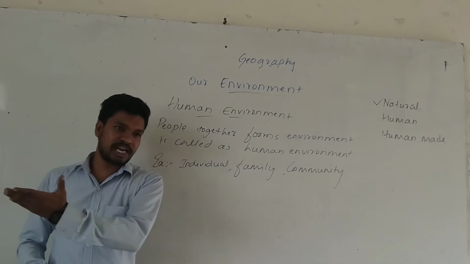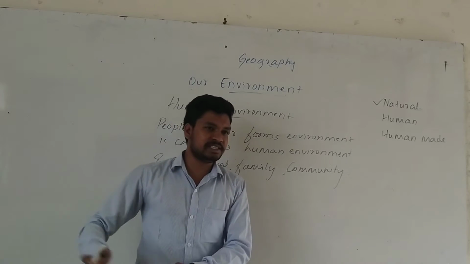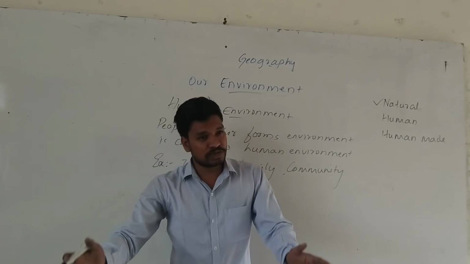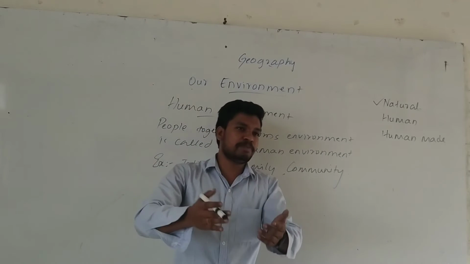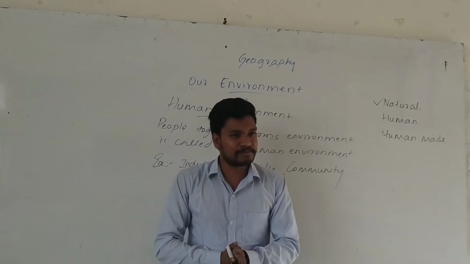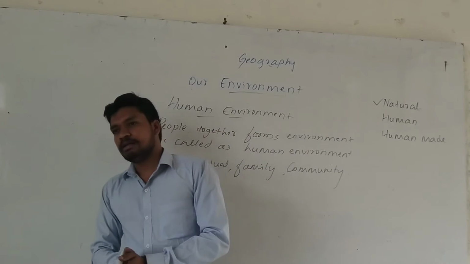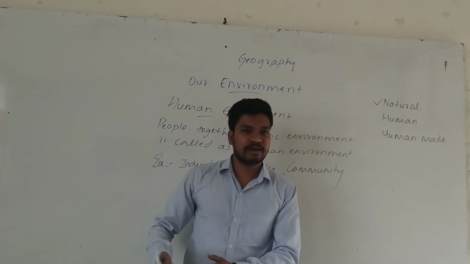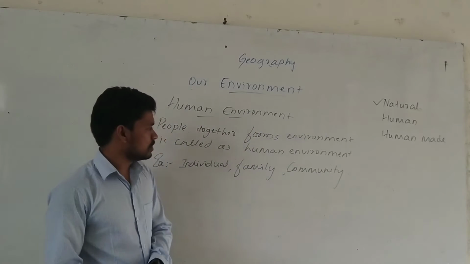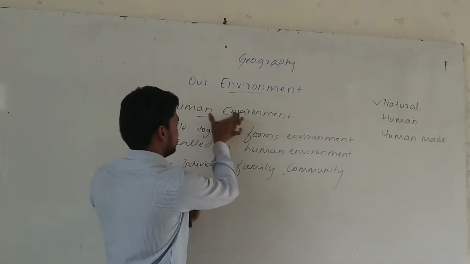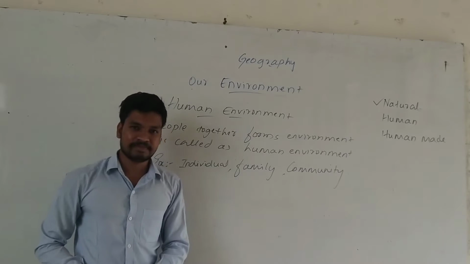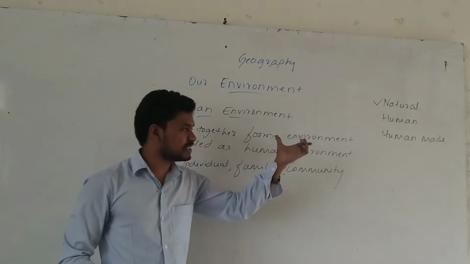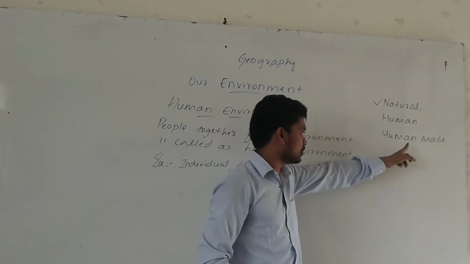In social life, as we go towards villages and cities, we have family members, individuals, and groups like one community. The people who belong to one particular religion form their own environment. It is called the human environment. Is that clear? So this human environment is very important among these environments.